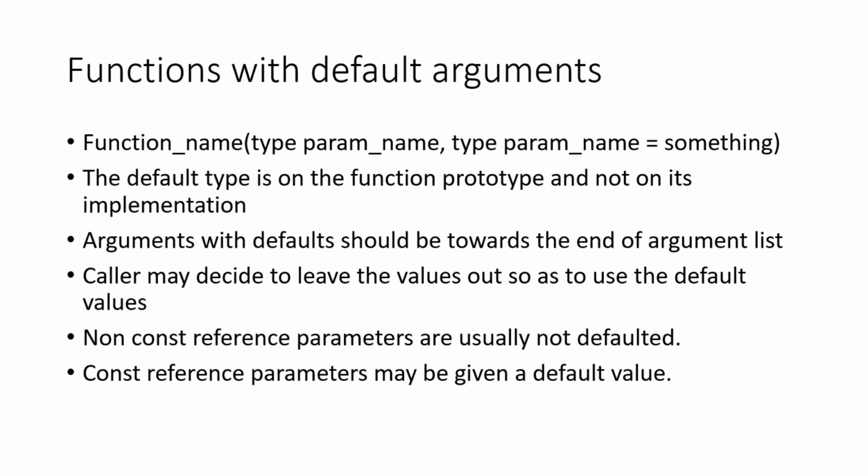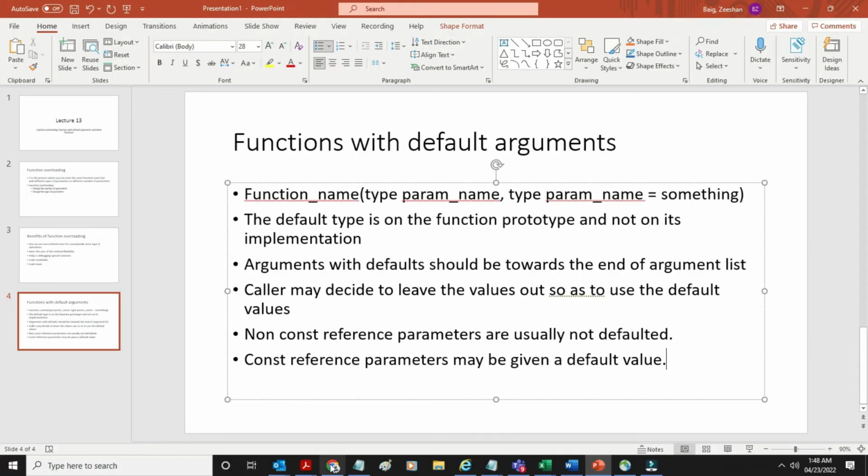Let's say, for example, you have a function that takes in a string and that string is an input from the user. Well, let's say the user never did input anything. So it's a good practice to have that string reference be defaulted to an empty string. Okay, so this is about functions with default arguments. Let's go ahead and look at an example here.